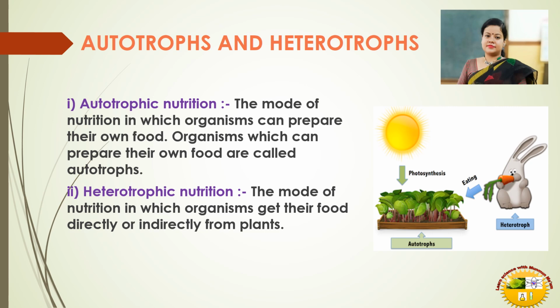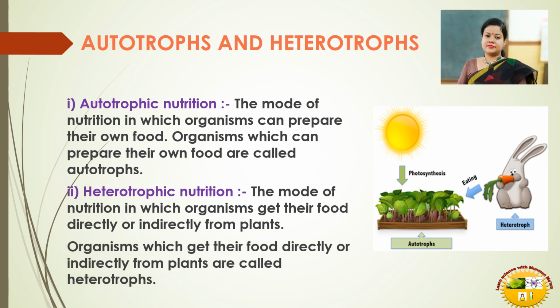On the other hand, heterotrophic nutrition is the mode of nutrition in which organisms get their food directly or indirectly from the plant. They cannot prepare their food, rather they are directly or indirectly dependent upon the plant for their food. You have learned this also in class 6. And the organisms which get their food directly or indirectly from the plants are known as heterotrophs.